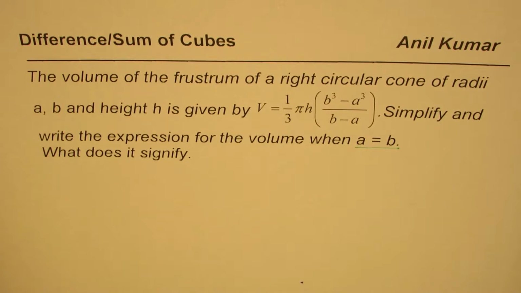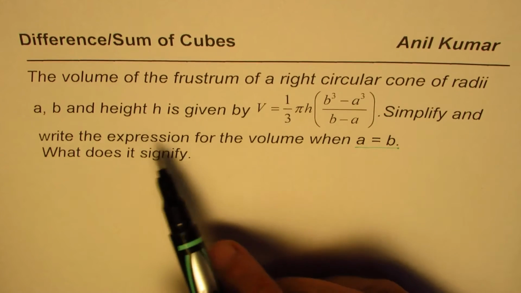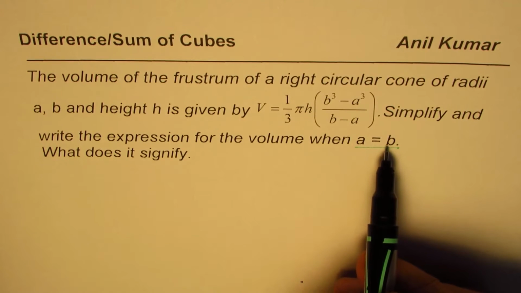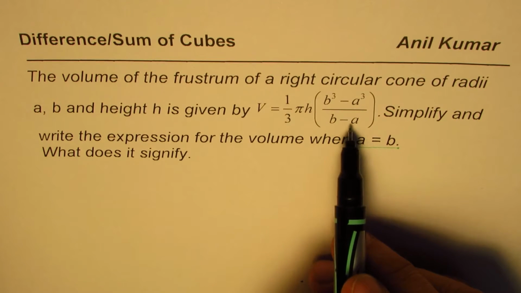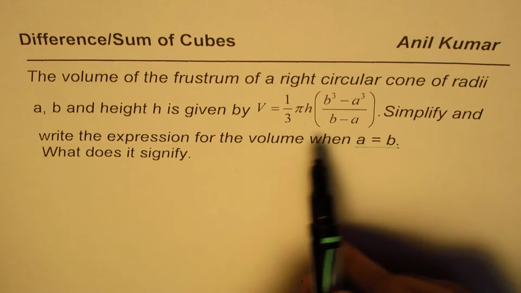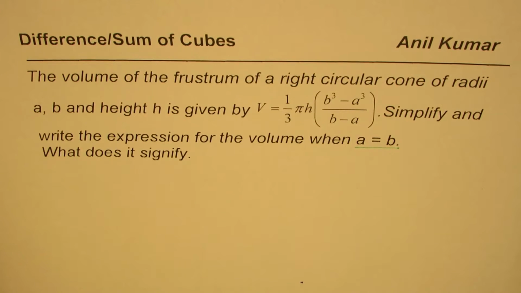I've seen it many times in the test paper. Now, when you read this, simplify and write the expression for the volume when a equals b. If you substitute a equals b, you get 0 over 0. It's kind of undefined. Okay, what does it signify? Now, don't jump to that conclusion. That is a hint I'm giving you, right? It looks as if it is undefined, right? So what next? Okay, let us see.